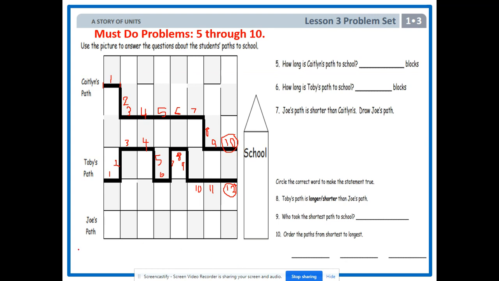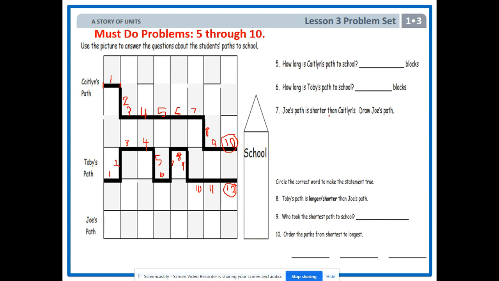And for Joe's path, we don't have a line yet, so we're going to wait until we read the statements and answer the questions. So, remember, based on this map is how you're going to answer questions 5 through 10. I'm going to read the questions to you, so that you can start thinking and know what to answer. So question 5 says, how long is Caitlin's path to school? And you would write it. 6 says, how long is Toby's path to school?